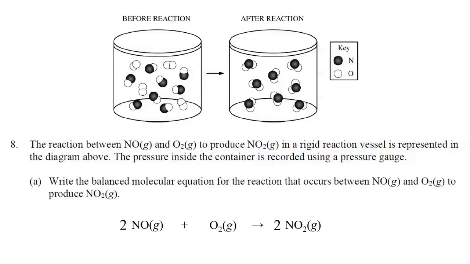And if I look at this equation, it is now balanced. There are a total of 2 nitrogen atoms and 4 oxygen atoms on both sides of the equation. So that is the correct answer for part A.